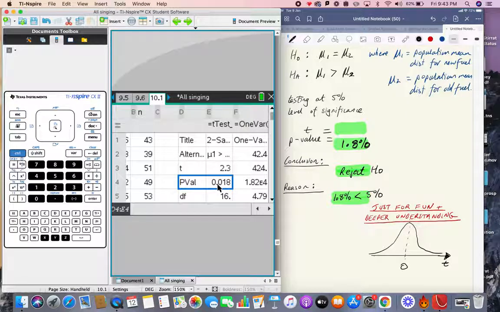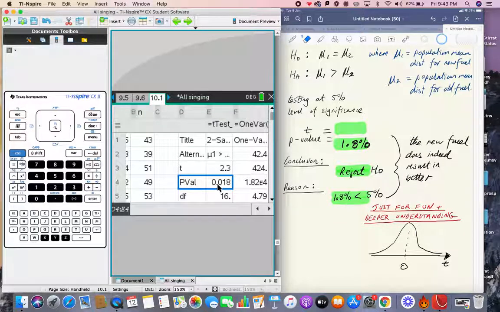And if you wanted to then write some kind of wordy conclusion, then you would say the new fuel does indeed result in better, well, maybe not better, maybe further distances travelled, right? You can match the same language as the actual question, but we're just kind of making up our own words here. Okay, and that's all you really have to do for a 2-sample t-test.